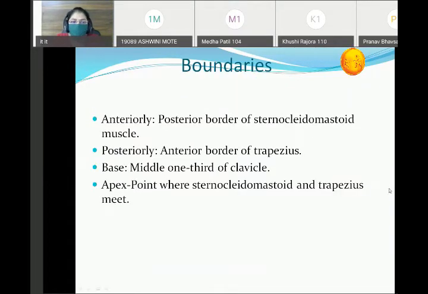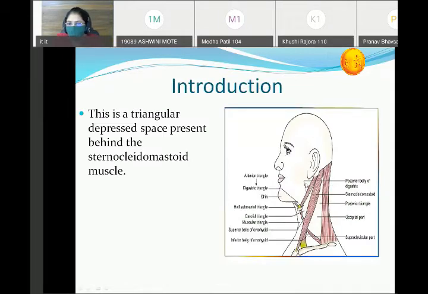So you can see the base is formed by the middle third of the clavicle. The apex of this triangle, here you can see this is the apex where the two muscles join together over the superior nuchal line. So this is the sternocleidomastoid and the trapezius.